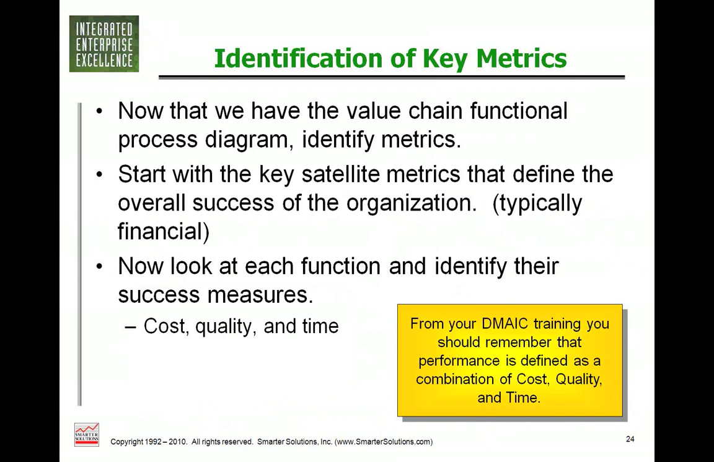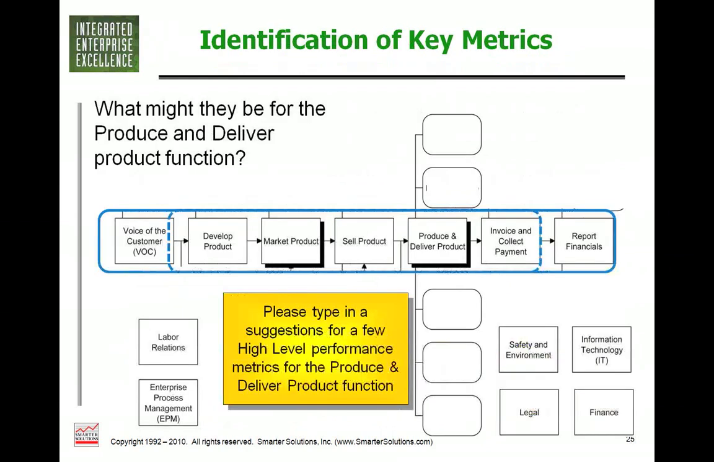These are the things we do to come up with, is it a cost issue, a quality issue, or a time issue? Now, this is when I'm going to want you guys to grab your keyboards and type a little bit. What might be performance metrics for produce and deliver in a simple manufacturing organization? All right. I have the ones in our demo here, but at the same time, I'd like to get some input. Remember, we're going to focus on what might be internal quality, internal cost, or the time functions on this factor.